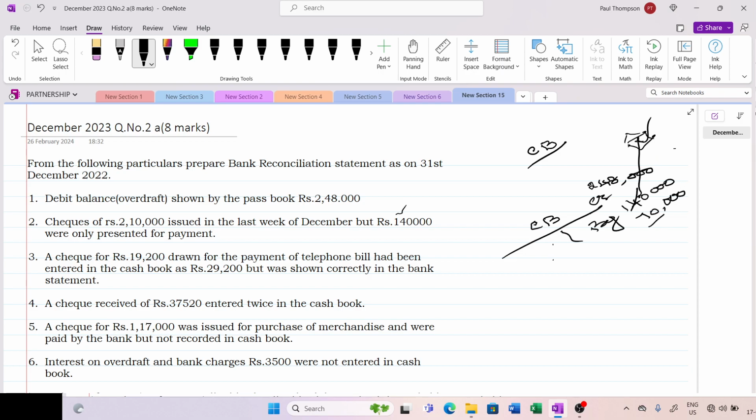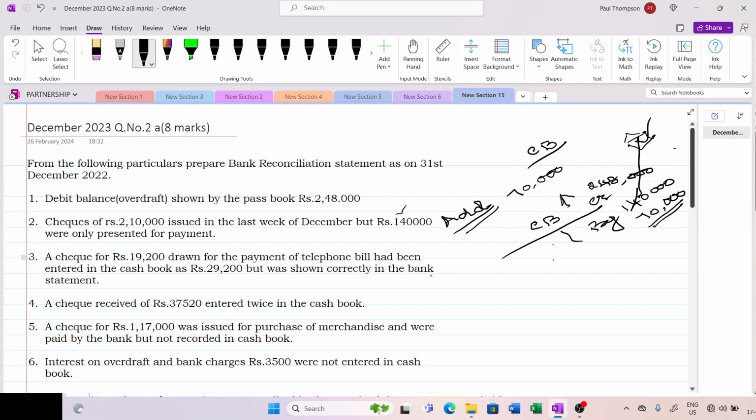But for this 70,000, this is issued from my side. The moment I wrote it in my cash book on the credit side, on the payment side, if there is already an overdraft, I am increasing the overdraft. So you have to write it in the add column. Because I already have an overdraft, now I am adding to the overdraft by making a payment of 70,000 to a customer. Done? Hope it's clear.